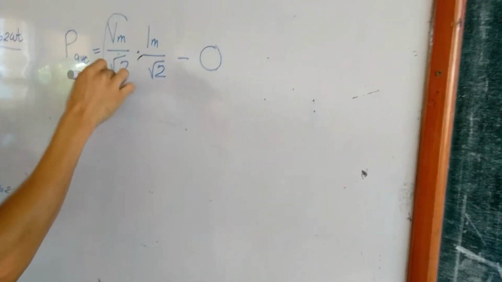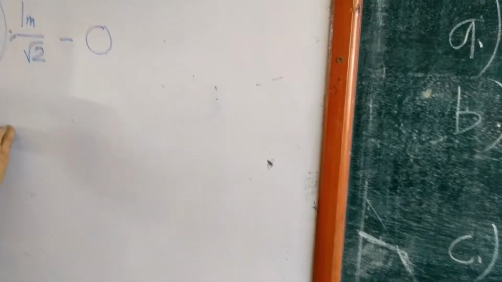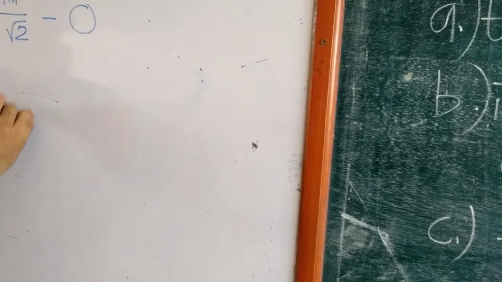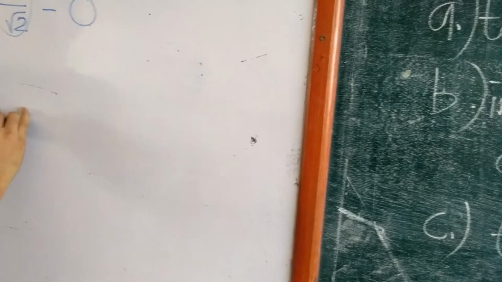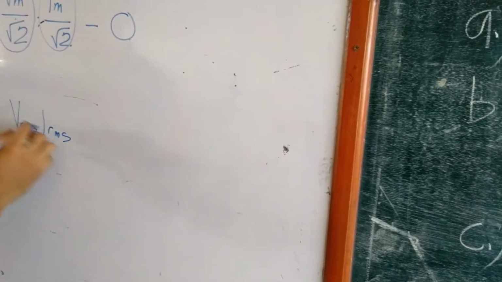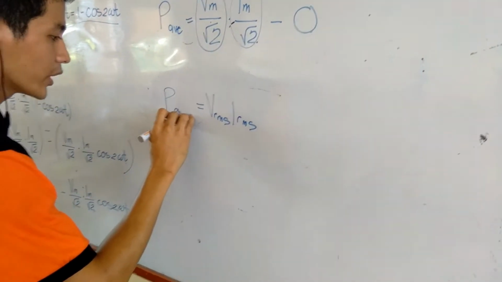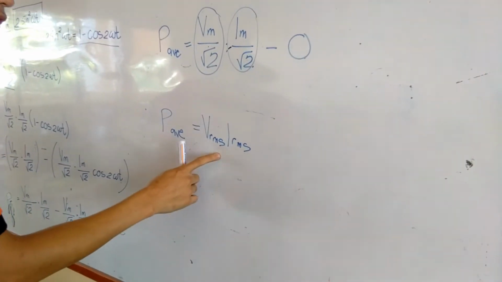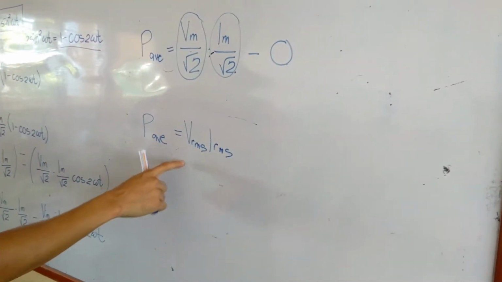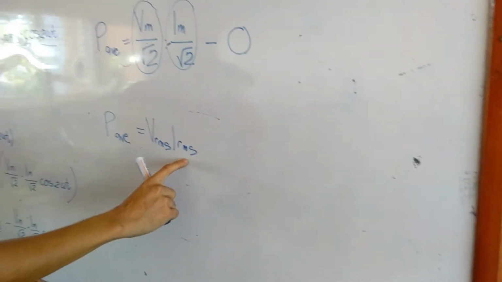But this one is also equal to the VRMS, and also this one would be equal to IRMS. So that would be the average power of a purely resistive circuit. RMS is also the root mean square of the voltage supply and the root mean square of the current supply.